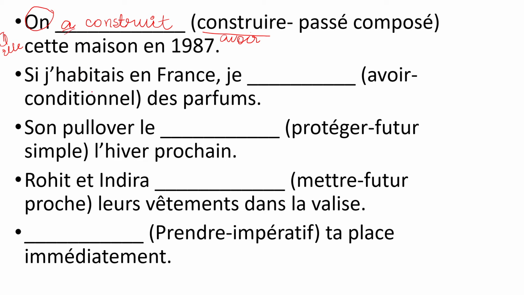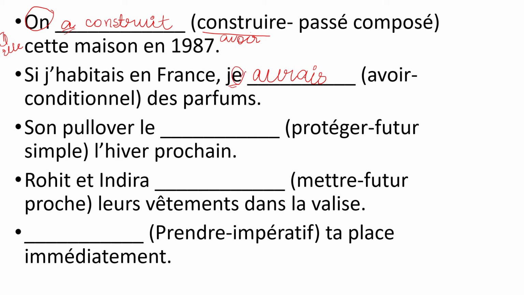Next, si j'habite en France, je dash. Now, avoir has to be put in the conditional. Remember, conditional is the hybrid between future and imparfait. So, the root has to be the future root of avoir, which is irregular, a-u-r. And the imparfait ending for je is a-i-s. So therefore you will get aurais, okay, which is the conditional for avoir for je.